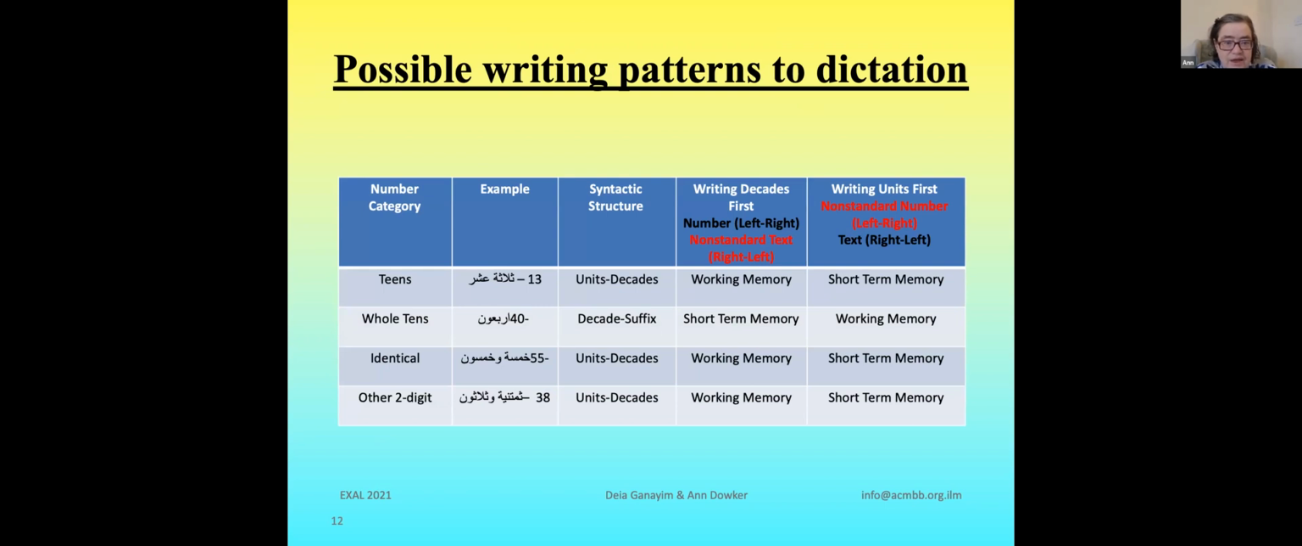So the teens had the syntactic structure of units and decades, whole tens, decade to suffix, identical ones, units to decades, and other two-digit numbers, units and decades.